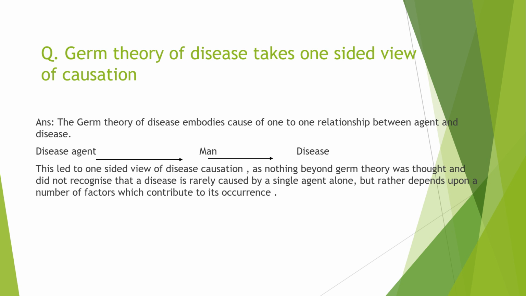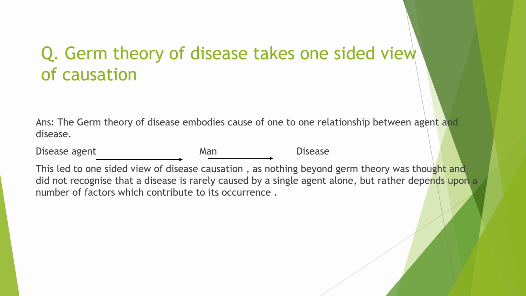Now, a very common question: germ theory of disease takes a one-sided view of causation. The germ theory of disease embodies a one-to-one relationship between agent and disease. It believes the disease agent enters the body of the man and causes the disease. This led to a one-sided view of disease causation, as nothing beyond germ theory was thought of.